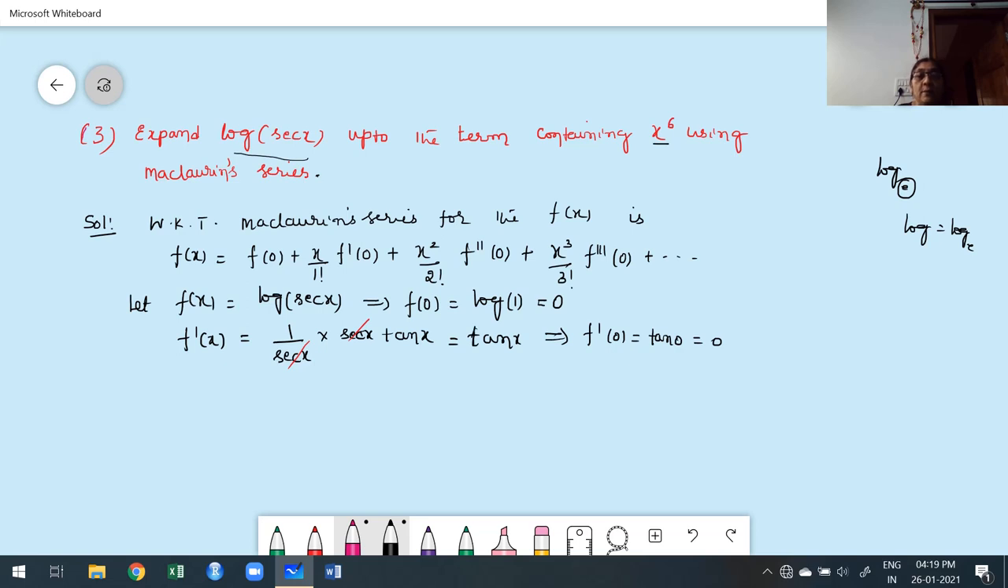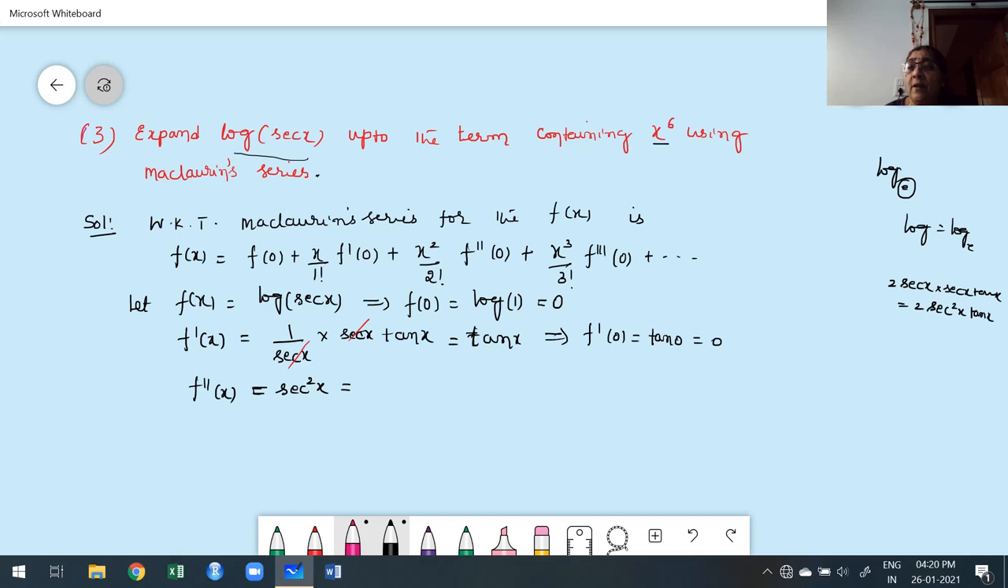We can't express tan x in terms of the previous derivative because the previous one involves log. Therefore, I have to find the next derivative, f double dash of x. The derivative of tan x is secant square x. I'm not going to proceed to the next higher derivative directly, because the derivative of secant square x is 2 secant x into the derivative of secant x, which is secant x into tan x. The result is 2 into secant square x into tan x.